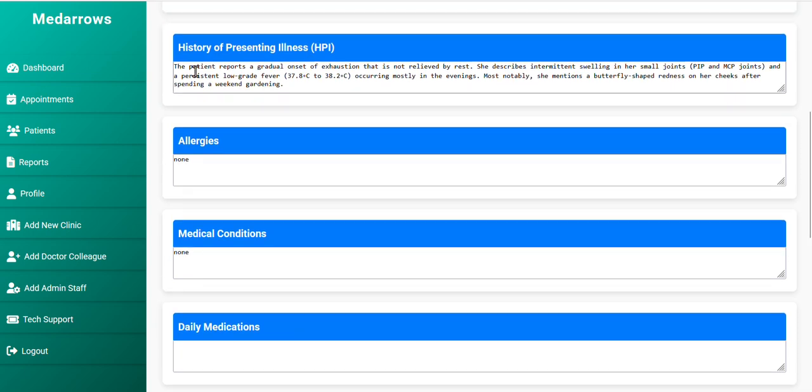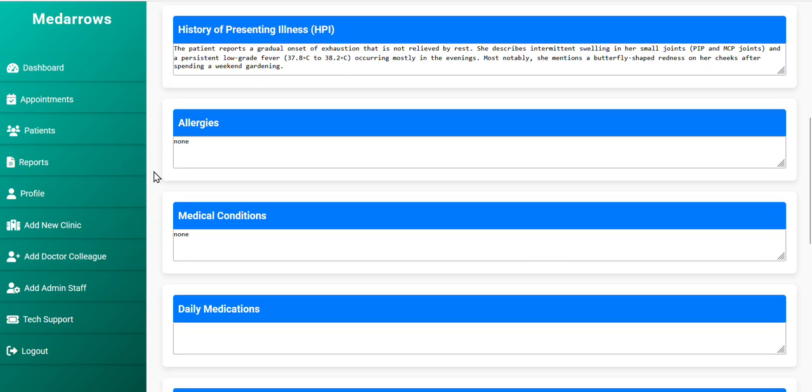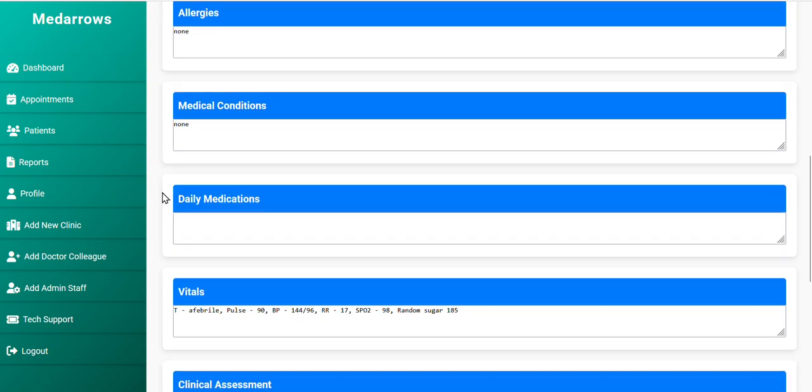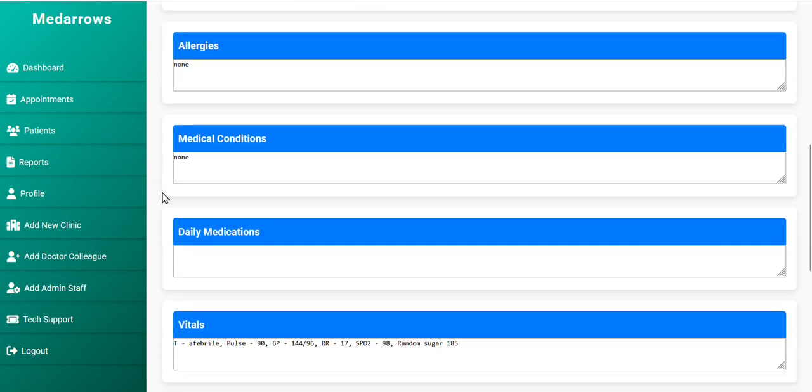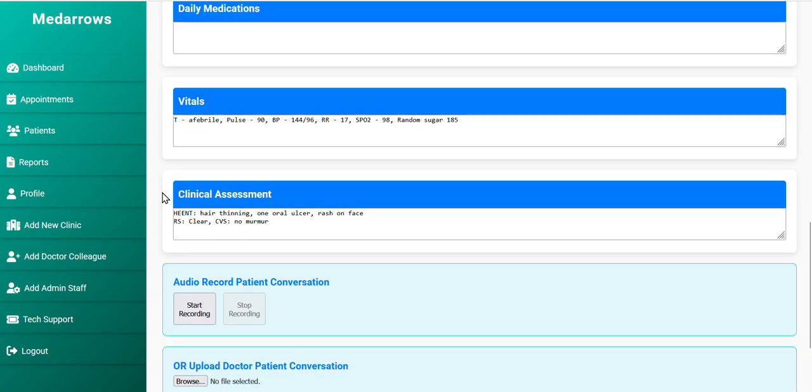So this patient has gradual onset of exhaustion not relieved by rest, and she describes intermittent swelling in her small joints. This is very common in the outpatient department. Low grade fever in the evenings, and there is a butterfly rash on the cheeks. Okay, no allergies, no medication. The age is 38 years old, and this is probably the first presentation for the patient.